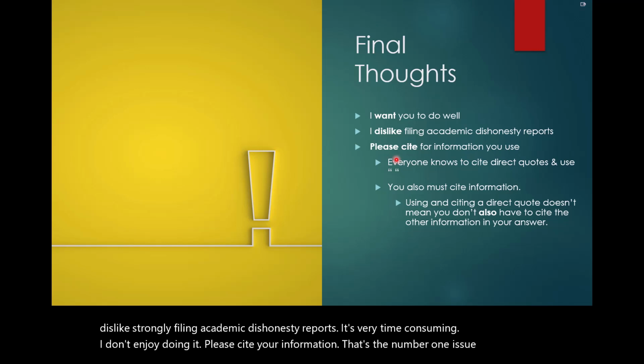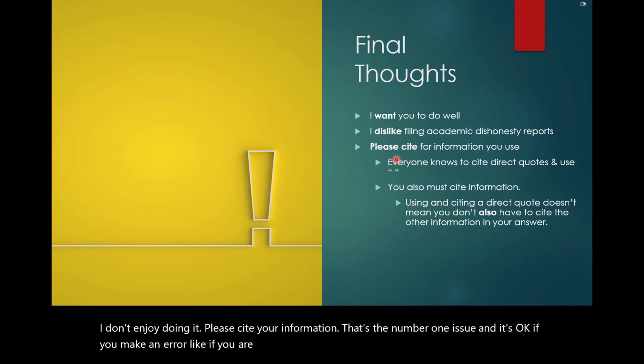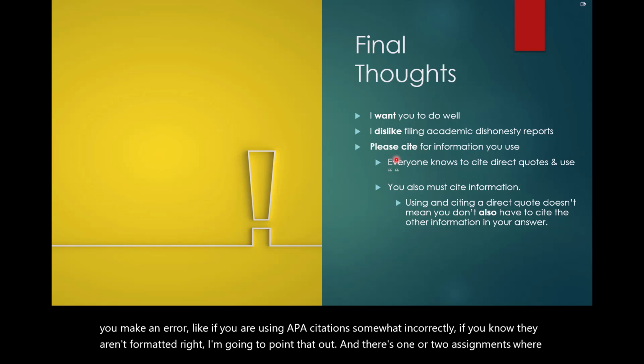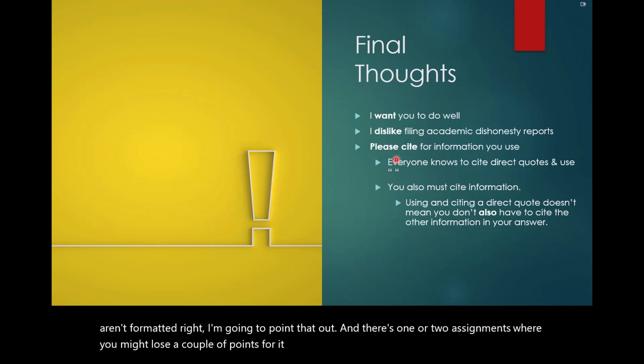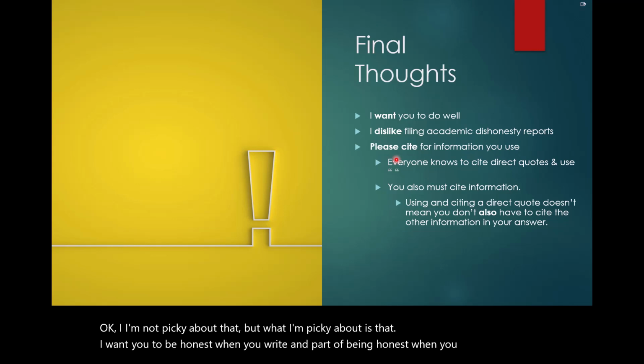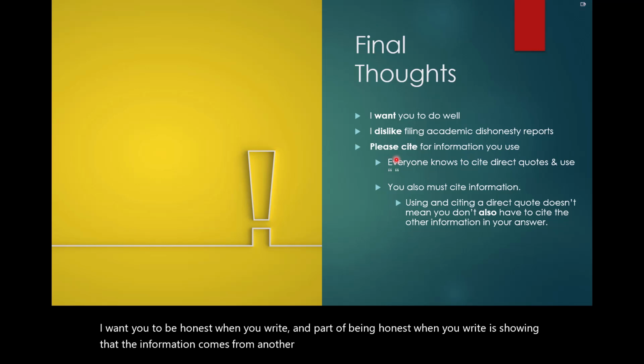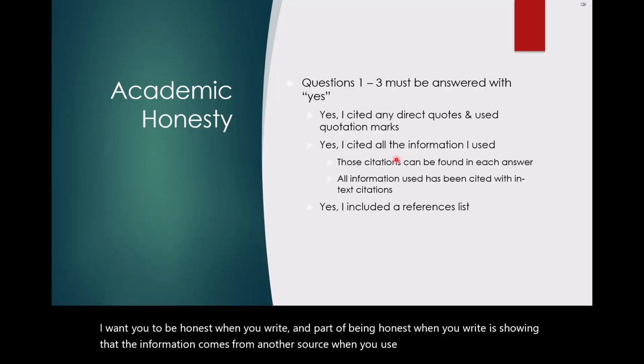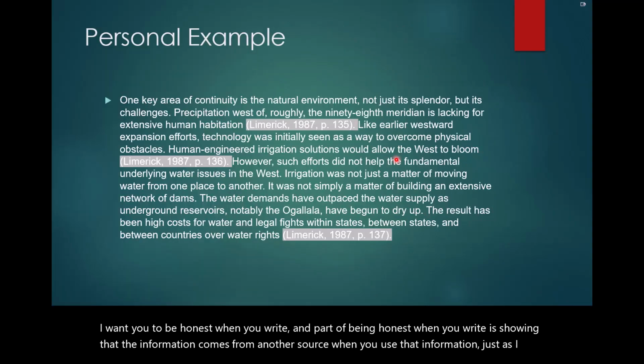And it's okay if you make an error. If you are using APA citations somewhat incorrectly, if they aren't formatted right, I'm going to point that out. There's one or two assignments where you might lose a couple of points for it, but it's not a big deal. I'm not picky about that. But what I'm picky about is that I want you to be honest when you write. And part of being honest when you write is showing that the information comes from another source when you use that information, just as I did here.